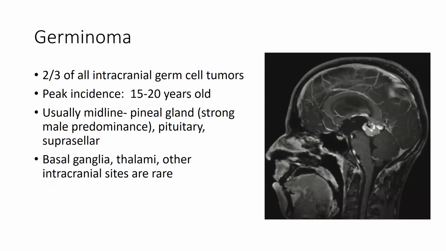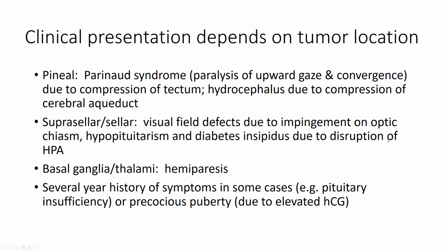So as I mentioned, germinoma is the most common. It represents about 2/3 of all intracranial germ cell tumors. These are typically found in adolescence and young adulthood. They're often in the pineal gland, especially in males. There's a very strong male predominance, about 90%, but can also be found in the pituitary and suprasellar regions, as I mentioned. Other sites can occur, but are very rare.